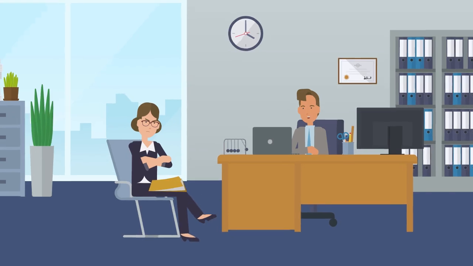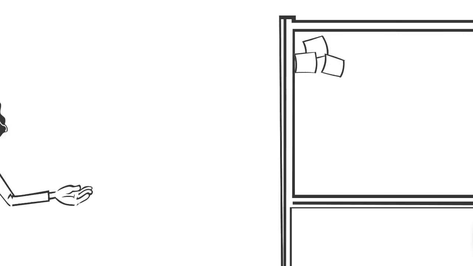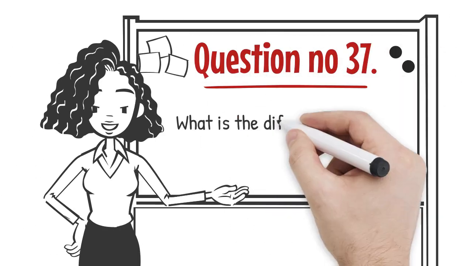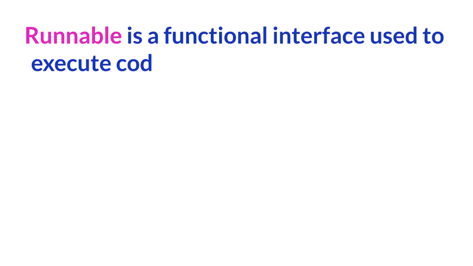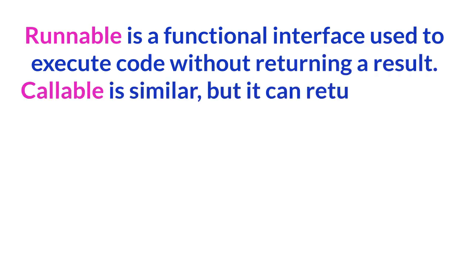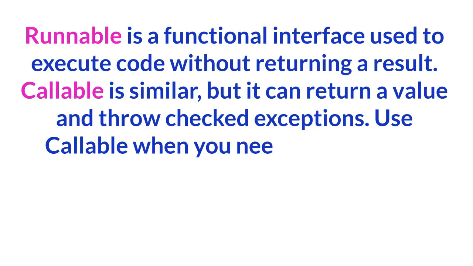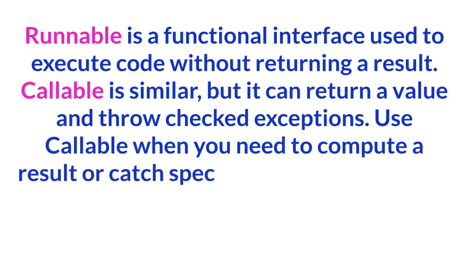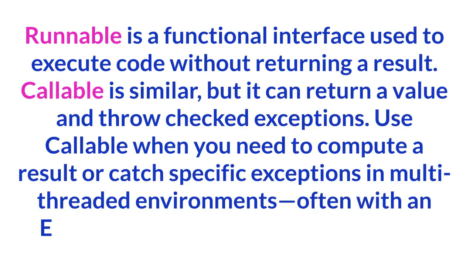What is the difference between Callable and Runnable in Java? Runnable is a functional interface used to execute code without returning a result. Callable is similar, but it can return a value and throw checked exceptions. Use Callable when you need to compute a result or catch specific exceptions in multi-threaded environments, often with an ExecutorService that returns a Future.